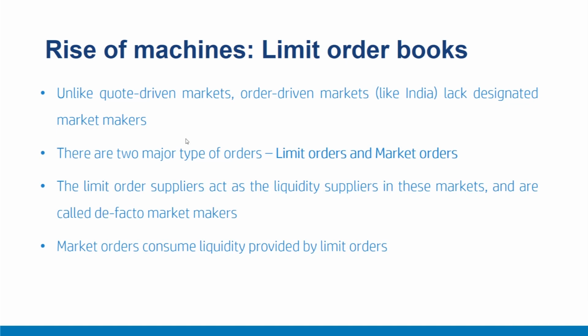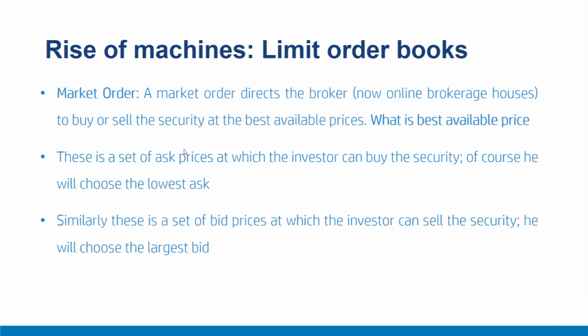Market orders are considered to be impatient. As soon as they arrive in the order book, they demand liquidity, they want to be executed. This liquidity is provided by limit orders. So in a sense, these market orders consume liquidity provided by limit orders. A market order is a rather impatient order which directs the broker or online brokerage houses to buy or sell a security at the best available prices. What is this best available price? We'll have more to discuss about this, but for now, these market orders are executed at whatever the best possible terms and conditions in terms of pricing.